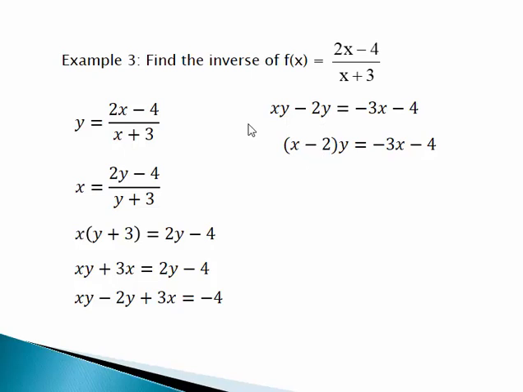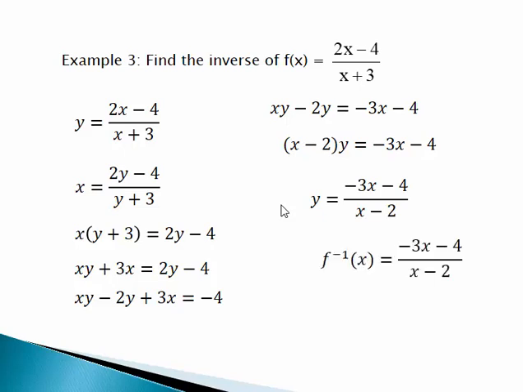We're going to multiply by the denominator, distribute, move all the things with y to one side and factor y out. And then you can just divide. It's y times this entire term, so I can divide both sides by x minus 2. And there we go. We get y is negative 3x minus 4, all divided by x minus 2. That's our inverse. If we want to use the inverse function notation, f inverse of x will be negative 3x minus 4 divided by x minus 2.